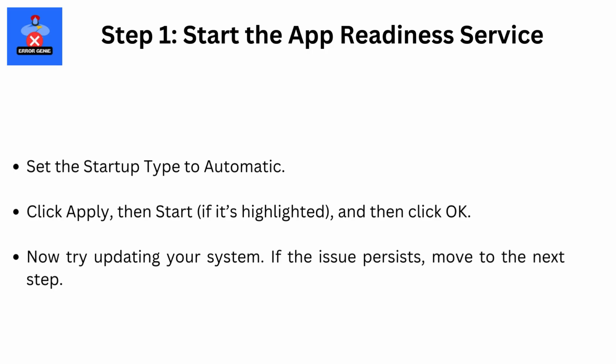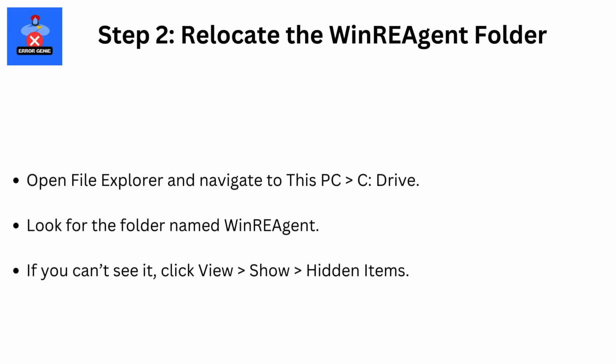Now try updating your system. If the issue persists, move to the next step. Step 2. Relocate the WinREAgent folder. Open File Explorer and navigate to this PC, then C drive. Look for the folder named WinREAgent. If you can't see it, click View, then Show Hidden Items.